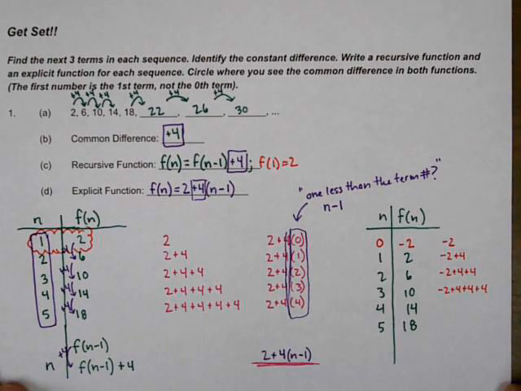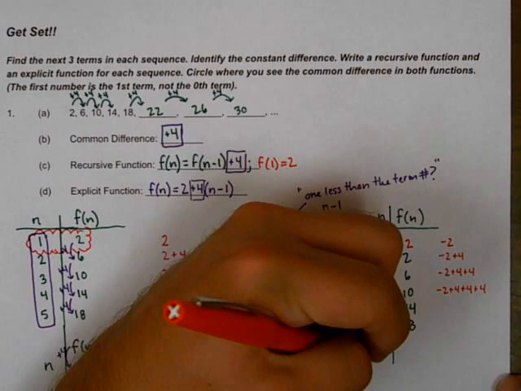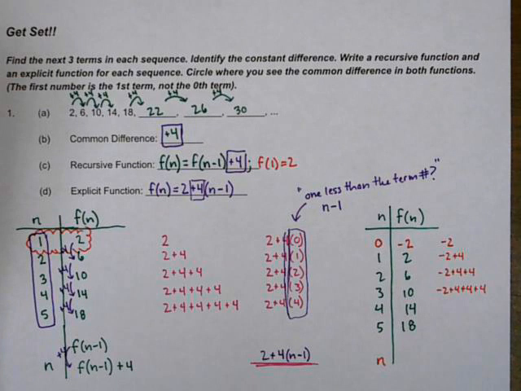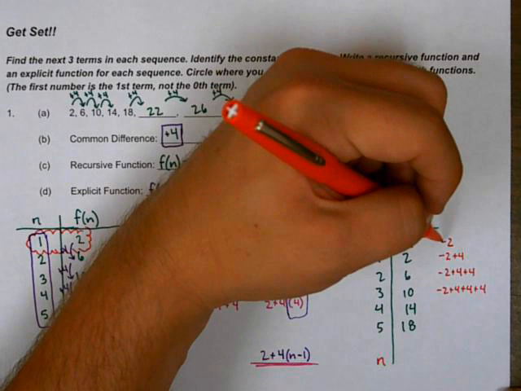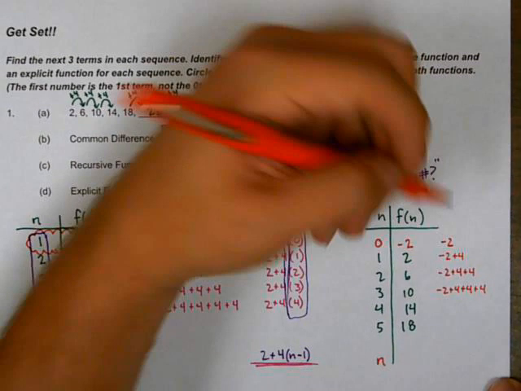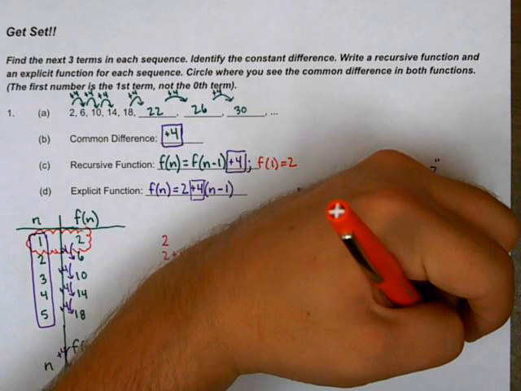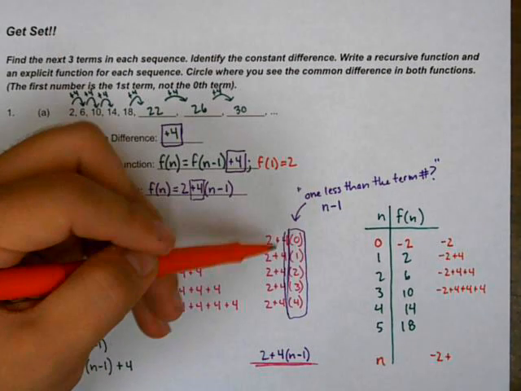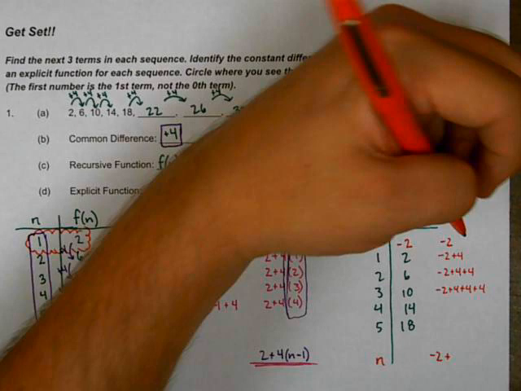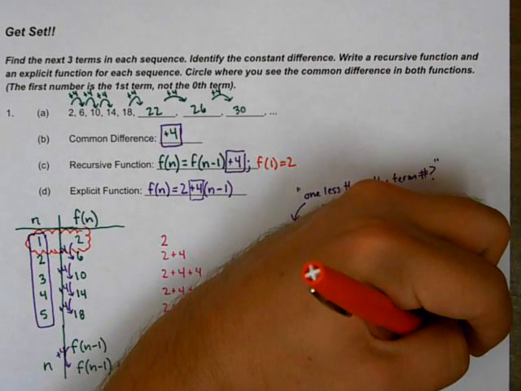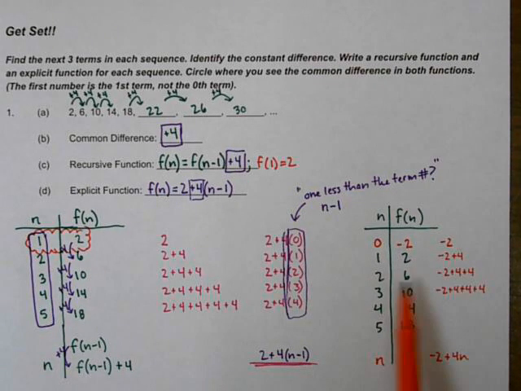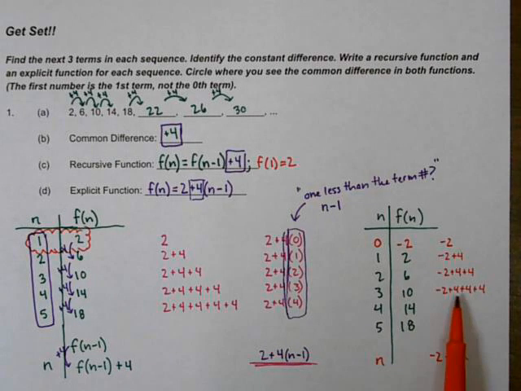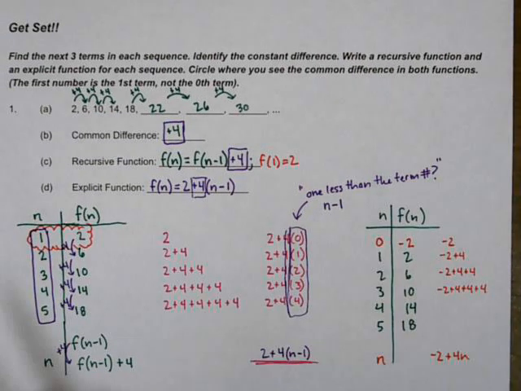And so what we can do here is, if our term number is n, we now can use the new starting term, the one at the 0th term, so negative 2. But now, instead of adding n minus 1 4s, we're actually adding the exact same number of 4s as we see as the term number. So here I added 1 4. Here I added 2 4s. Here I added 3 4s, because that is the exact same thing as the term number.